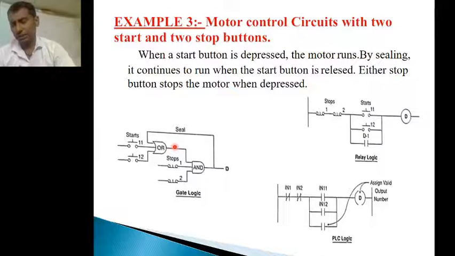So what is the representation here? When any inputs are on, the output is on. And then if you turn the inputs off, the motor will still run by using the seal circuit. And in order to stop the motor, what do we have to do? We have to turn on any one of the stop buttons.